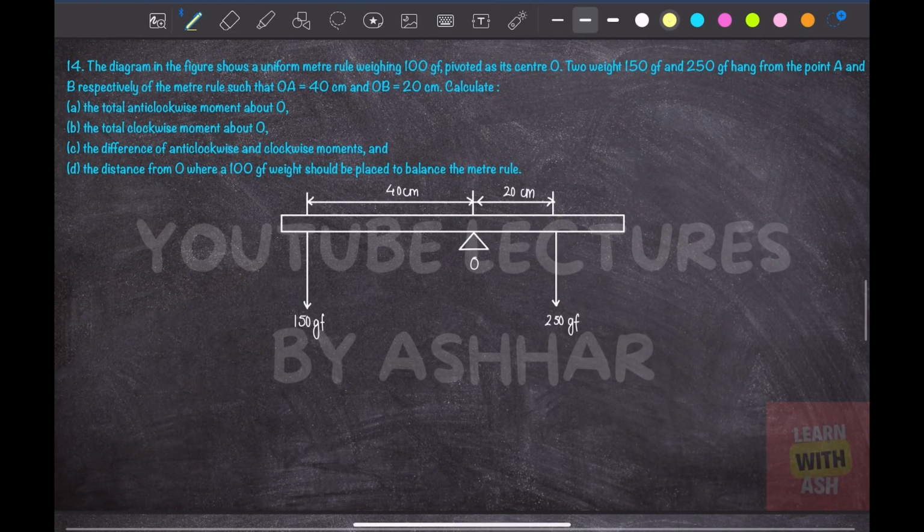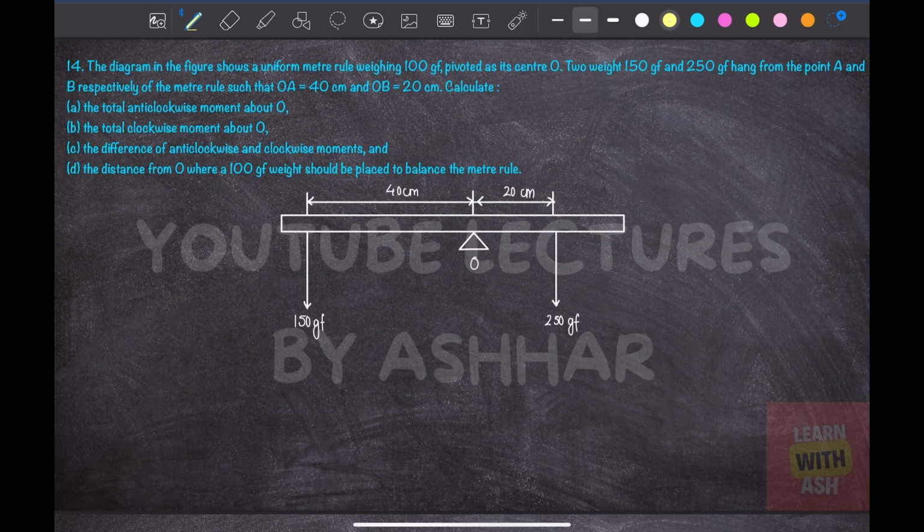And now this is an important type of question from the exam perspective. First of all, we can see over here that in this particular question, it is given to us that the diagram in the figure shows a uniform meter rule. Uniform meter rule means the whole rule is of length 1 meter or 100 centimeter, weighing 100 gram force, pivoted at its center O. There is a pivot which is its center O.